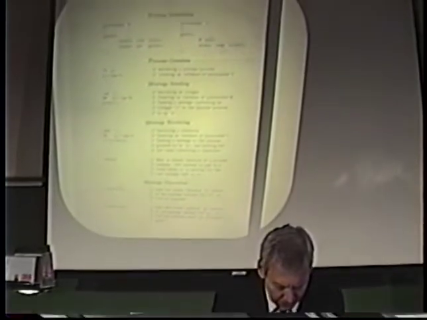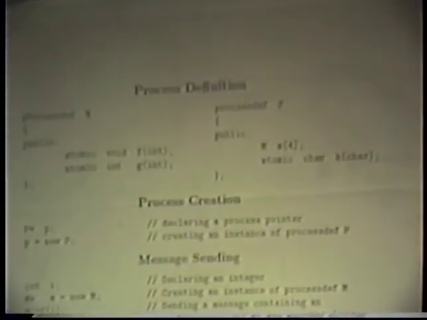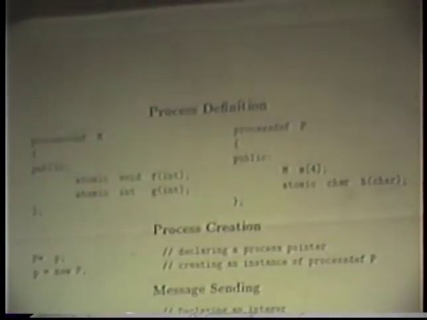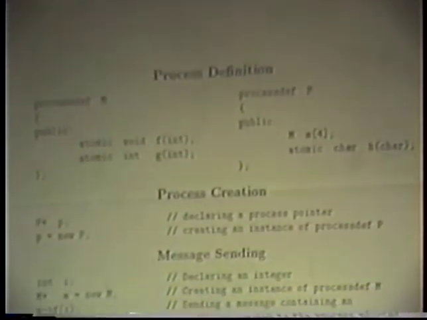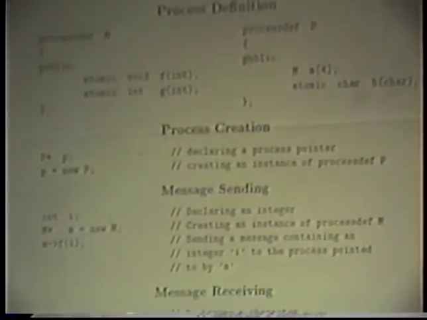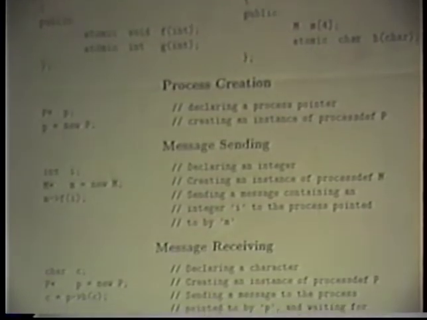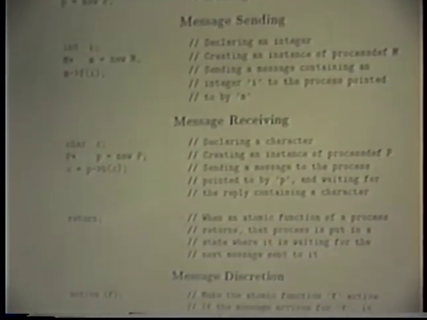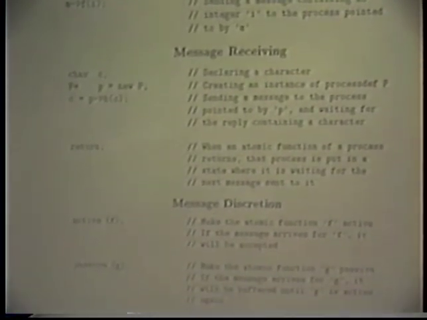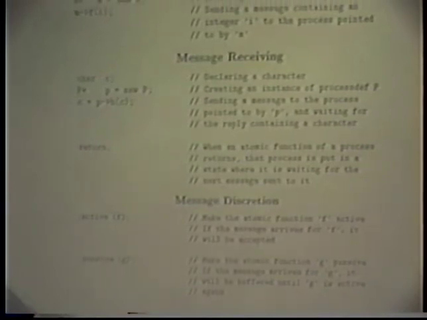The essential idea is that whereas C has class definitions and instances of classes or objects, C++ has those same things, but in addition it has a process def construct. Process defs are just like classes. They have inheritance. The full syntax and semantics of C++ is supported, except that there are no global or static variables allowed.